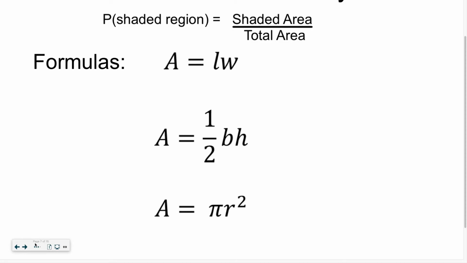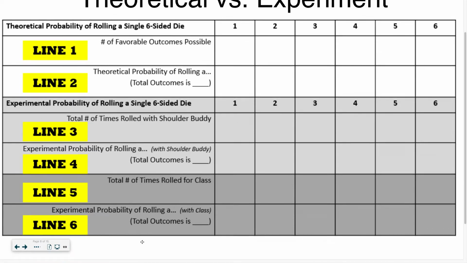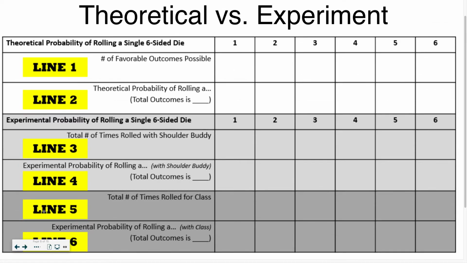Okay. We're going to start with this little activity where we get to see the theoretical versus experimental probabilities play out. At the bottom of the page, you've got a little chart separated into different shaded regions. We're going to do lines 1 and 2 together. Then you'll do lines 3 and 4 with a partner in your pod. And then we're going to do lines 5 and 6 as a whole. For lines 1 and 2, we can do this together.